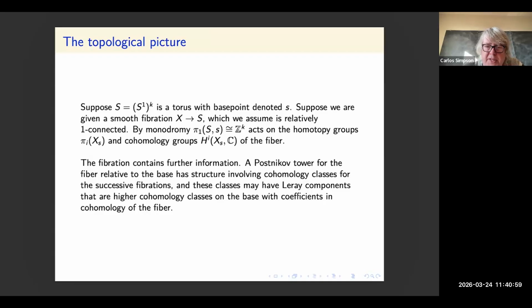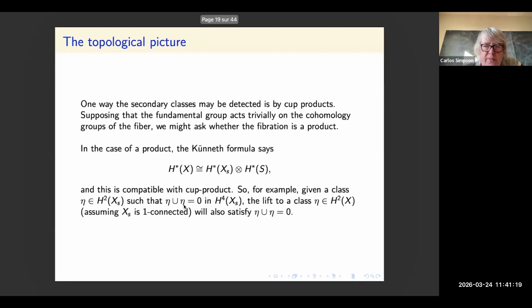Then the fundamental group Z^k acts on the homotopy groups and the cohomology groups of the fibers. But again, as I was saying before, let's look at the Postnikov tower for this thing. This is going to have extra cohomology classes, which will have Leray components, which have the form higher cohomology classes on the base with coefficients in cohomology of the fiber. So instead of getting to a general calculation, I wanted to just discuss the case which I was able to actually calculate, which is a case where the secondary classes can be detected by cup products.